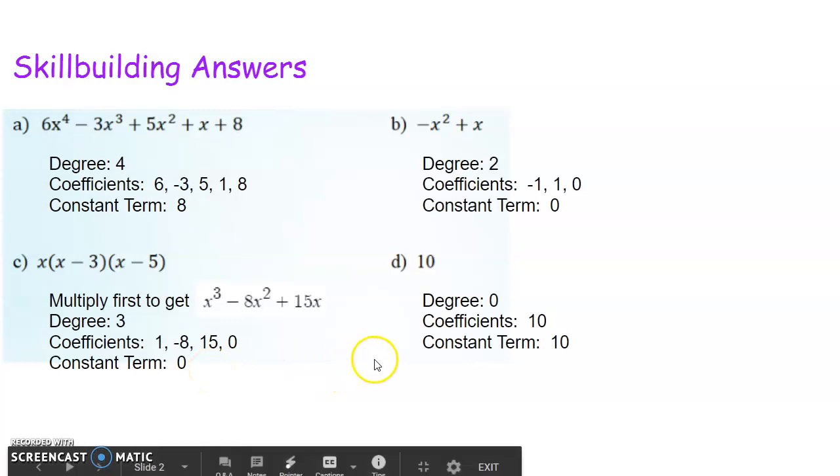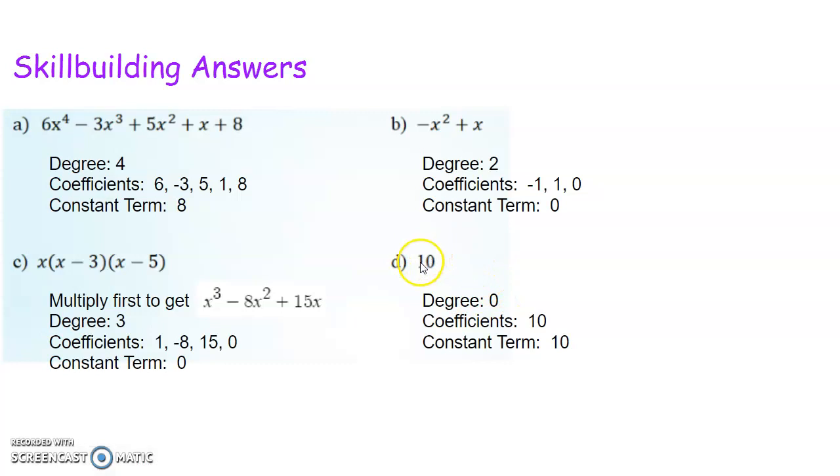And the answer for letter D already popped up. My degree here is 0 because this is 10 times x to the 0 power. So that's why my degree is 0. My coefficient is 10 and my constant term is 10.